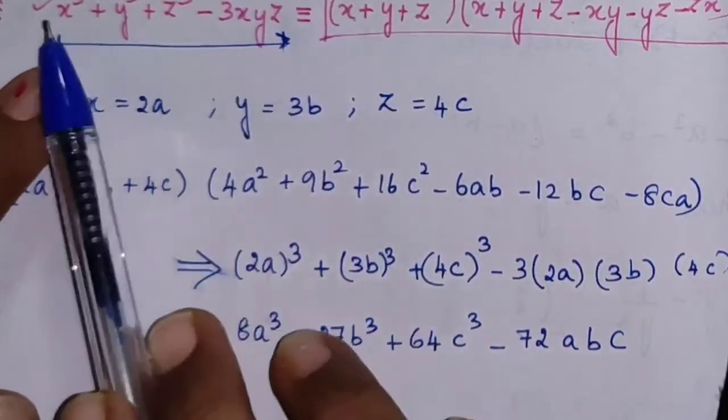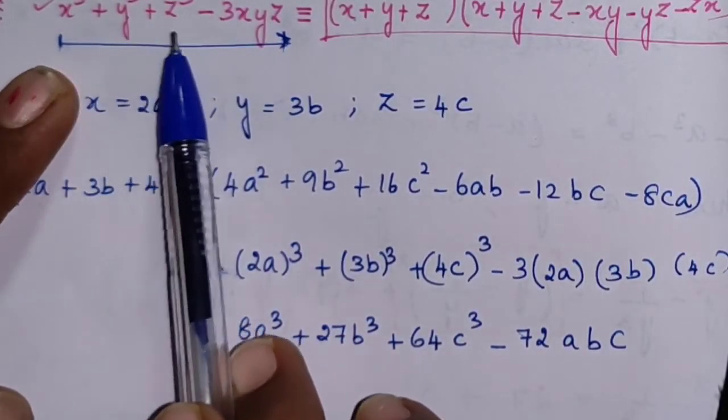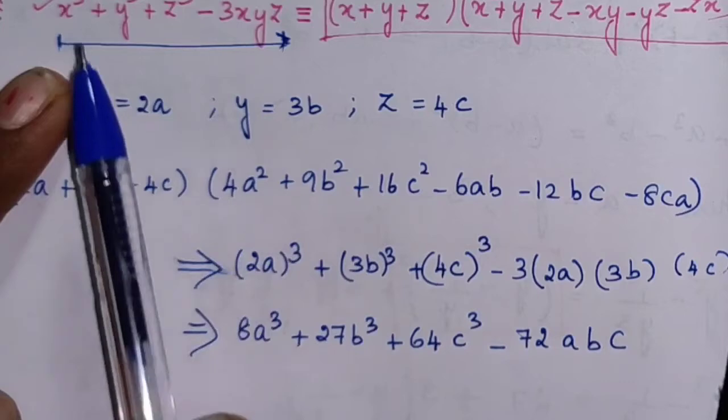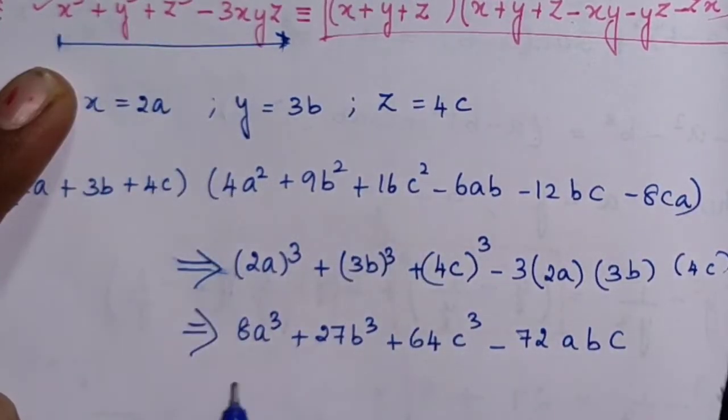That is in the form of x cube plus y cube plus z cube minus 3xyz. That is, this is x cube, y cube, z cube, minus 3 into x value, y value and z value. So we can simplify all these terms into these 4 terms.